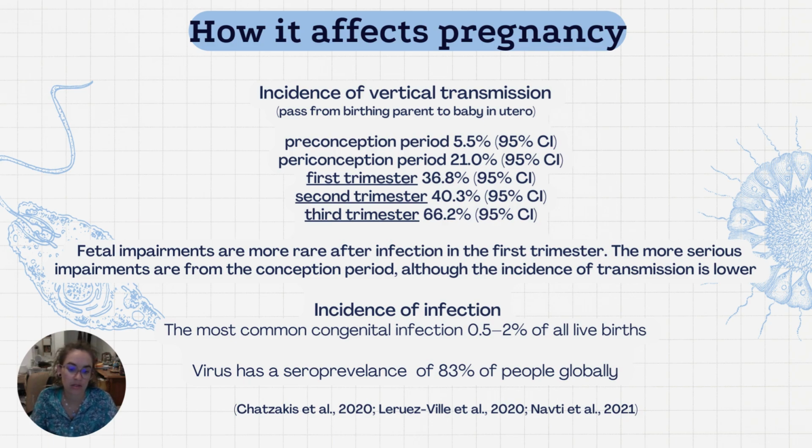It's also important to notice that this is the most common congenital infection, in 0.5% to 2% of all live births, and this virus has a seroprevalence, meaning found in the blood, of 83% of people globally. Those numbers can differ depending on what study you look at, as well as where those studies are looking at the seroprevalence particular to a certain state or country.